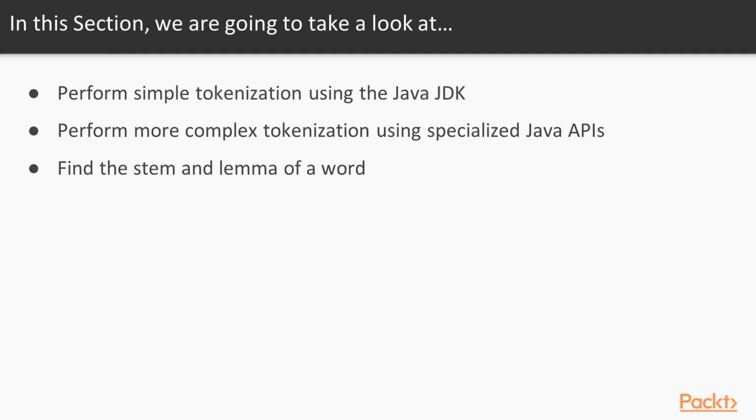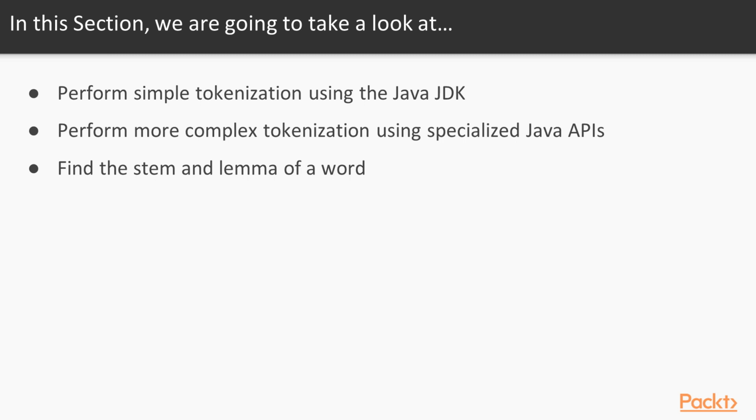Before most text can be processed, we need to break it up into units. We typically call these tokens. We often think of these as simply words. This is important because you need to understand the relationship between words and ultimately perhaps the meaning of the words. Specifically in this section, we'll learn how to perform simple tokenization using the Java JDK classes and methods. We'll look at how to provide more complex tokenization using more specialized Java APIs. Specifically, we'll be using OpenNLP and LingPipe.